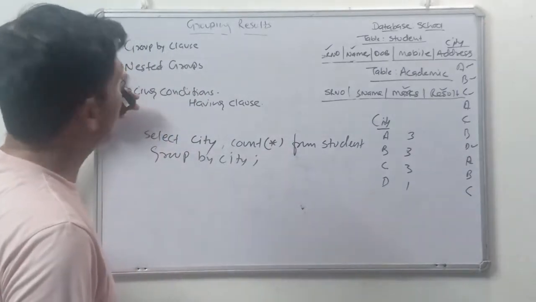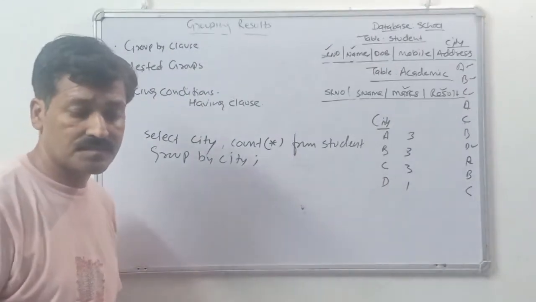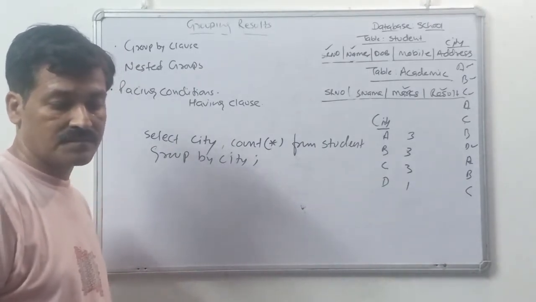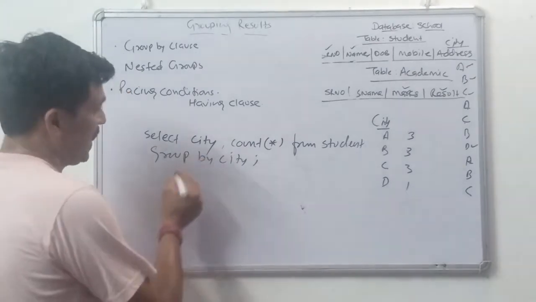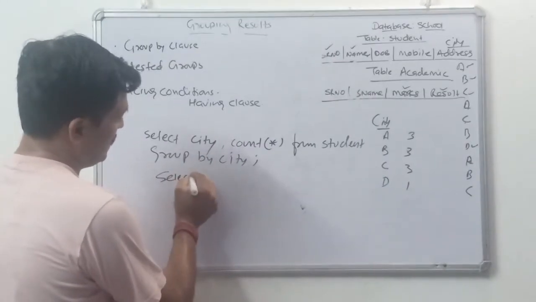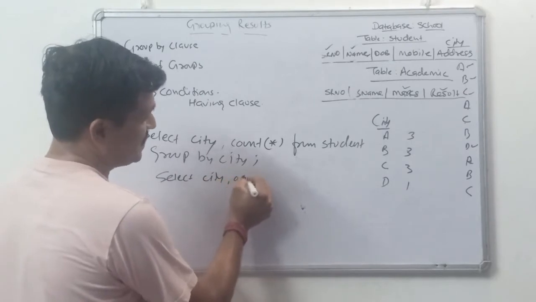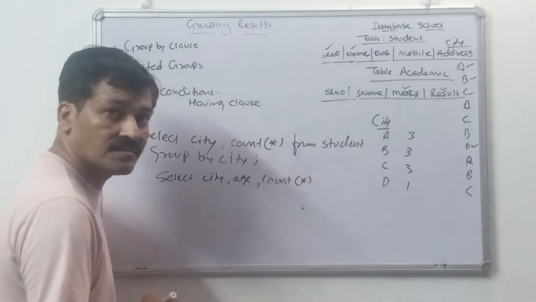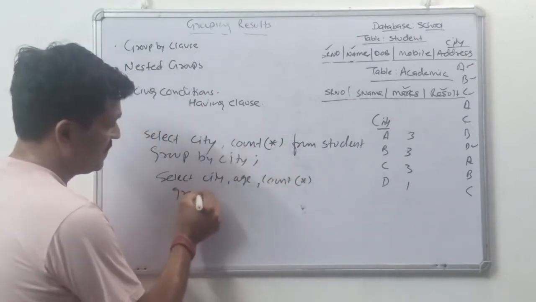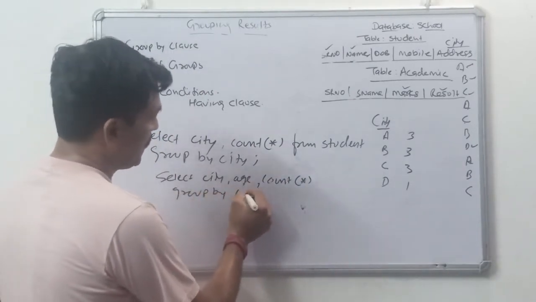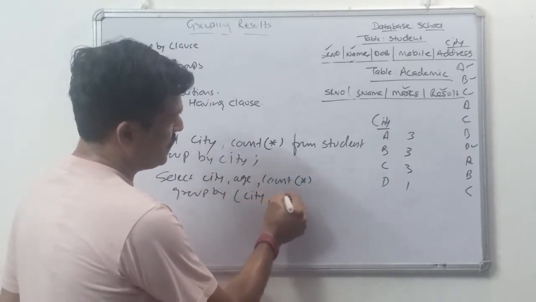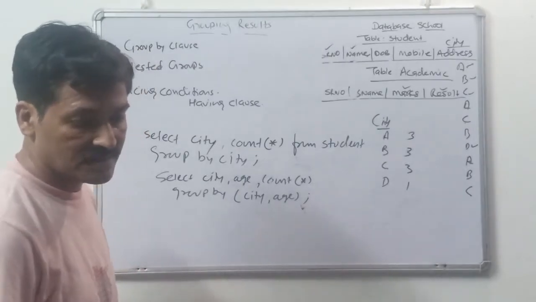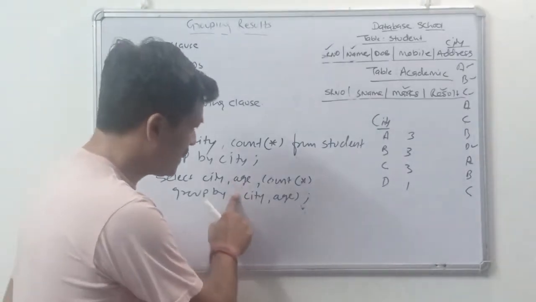We can create a nested group also. Group on multiple columns. What we did? I have written here select city and age, and I have written count asterisk. Then group by city comma age. Right? Brackets are not needed here.